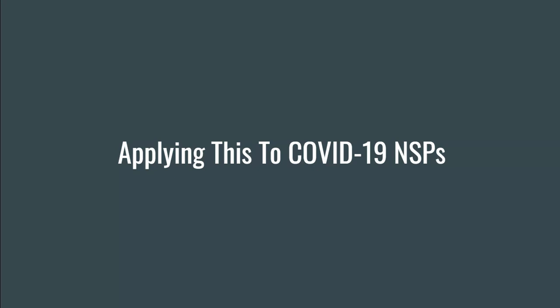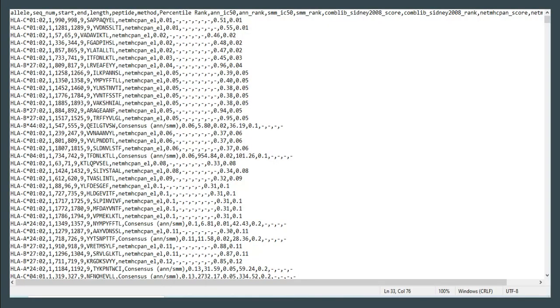I applied this process to non-structural proteins from the coronavirus, and this is an example of the results I got in NSP3, which was the longest protein. This is output from IEDB, showing from left to right the allele, sequence number, start and end of the epitope, peptide sequence, and percentile rank. After that, there are the individual scores from each algorithm.